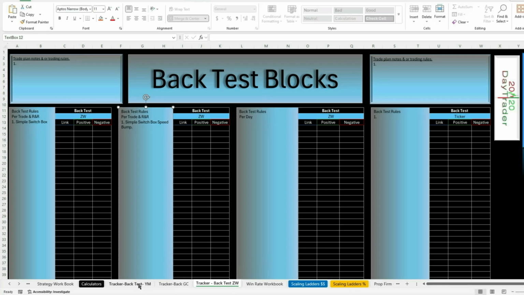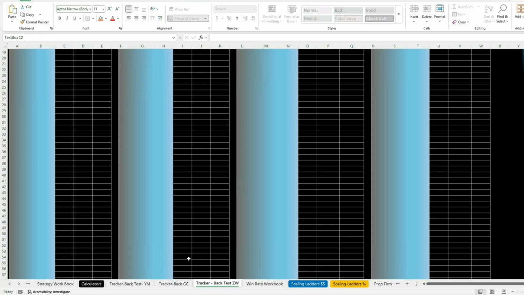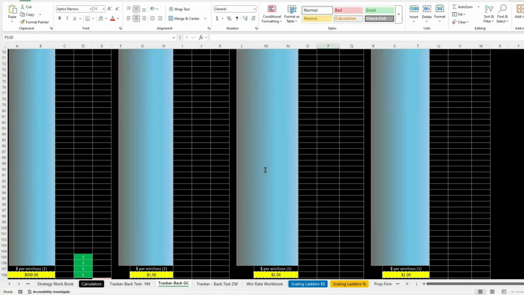So each one of my backtest pages has its own ticker, just to make it easy for me to look at. If I wanted to, I could create another one of these backtest tracker pages and then display all three of these things into one page. But this is the way I like to do it. So going back to GC, I'll be ready down here.